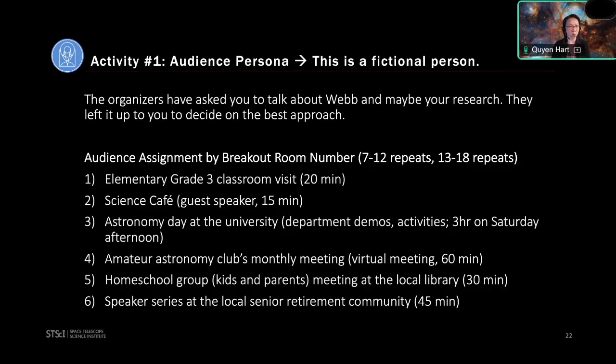So group one, you'll be invited to an elementary grade 3 classroom visit for 20 minutes. Breakout room 2, you're going to be invited to a science cafe as a guest speaker. You have 15 minutes for your interaction there. And then group 3, it's astronomy day at the university or the institution. You're asked to set up demos and activities. It's a 3-hour event on a Saturday afternoon. So those are the events that you'll be talking about, the engagement pieces.